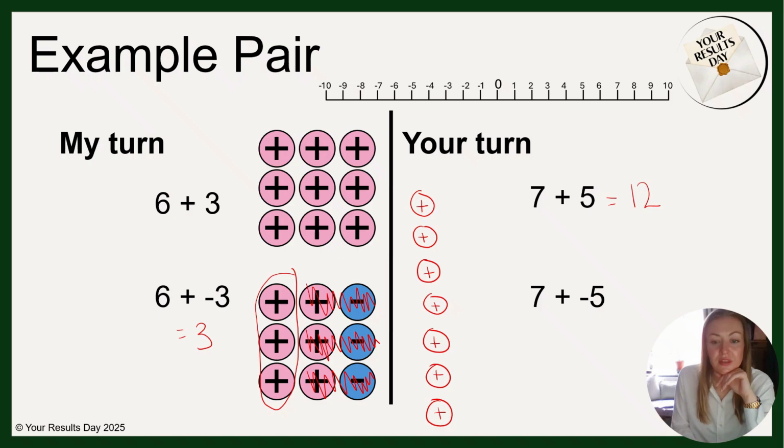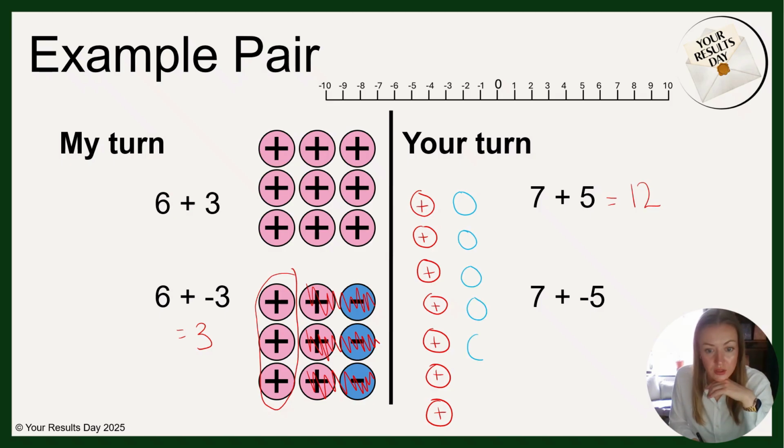Let me change colour. Now I'm adding 5 negatives. So 1, 2, 3, 4, 5. Now I've used different colours just to make it a bit clearer if this is your first time seeing this, but in your exam you wouldn't have to. You could just use your normal pen and use pluses and minuses to indicate the difference.